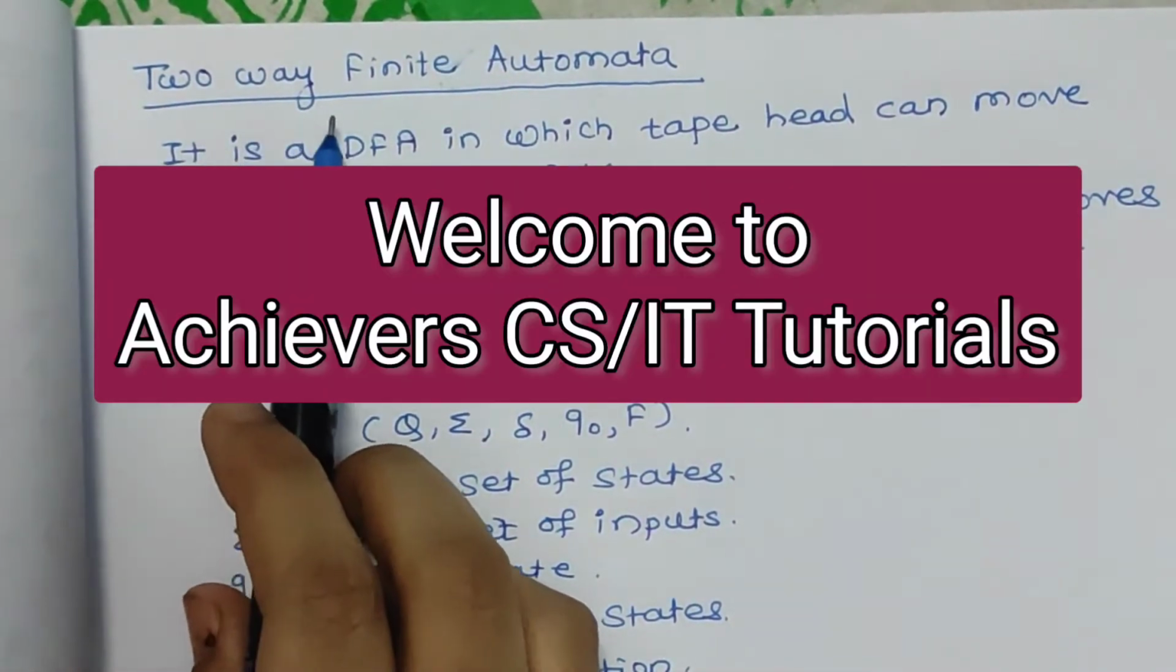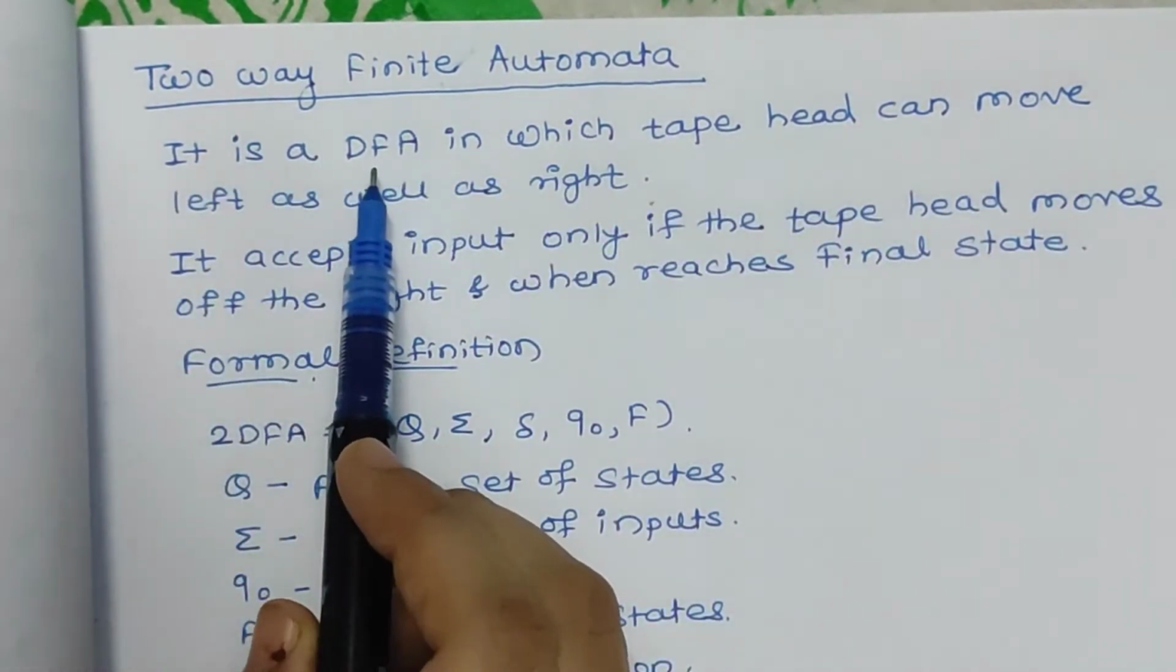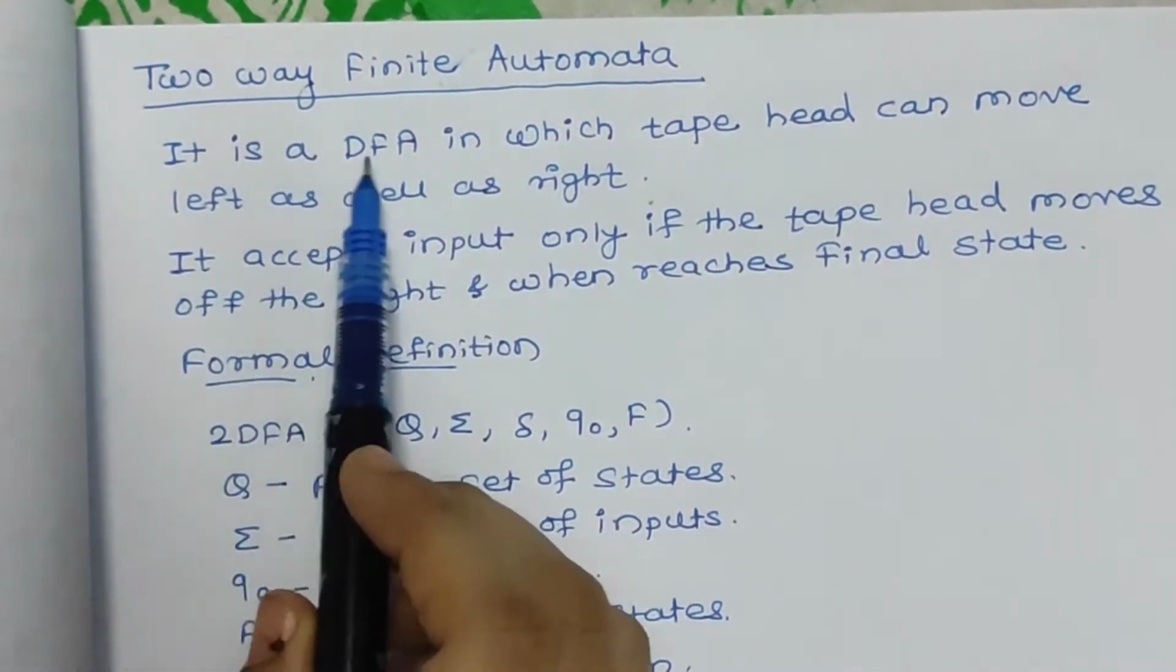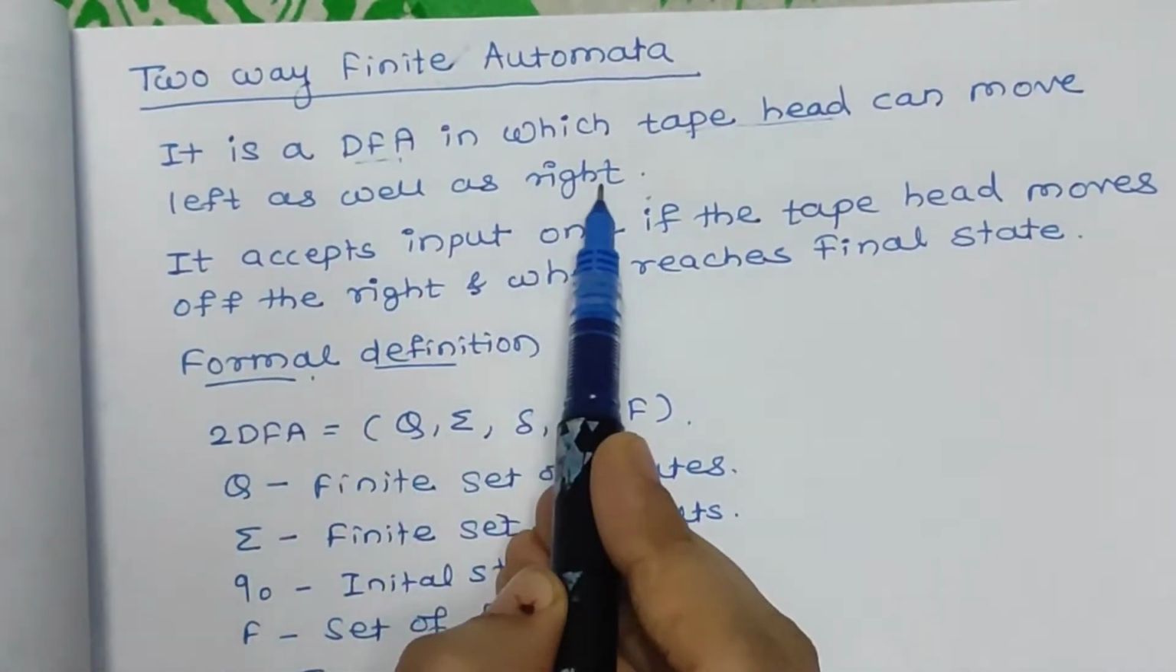In this video we are discussing two-way finite automata. First of all, we will see how this two-way finite automata works. It is a DFA in which the tape head can move left as well as right.